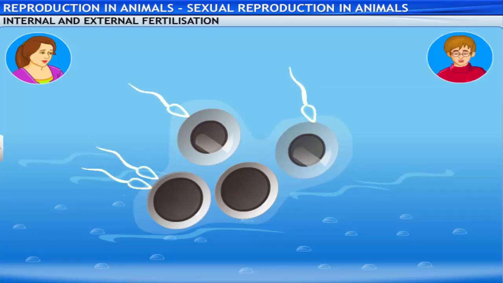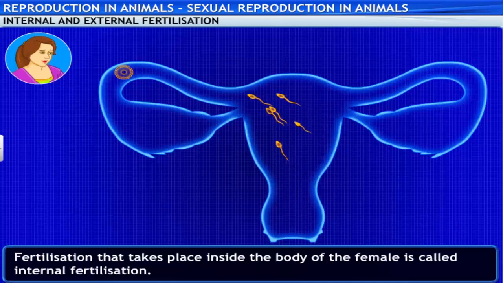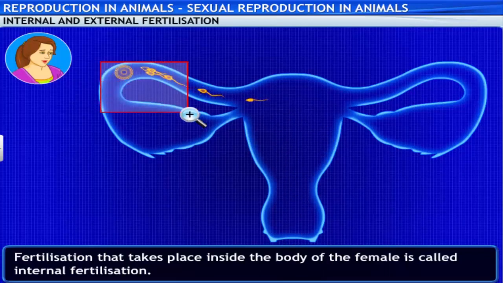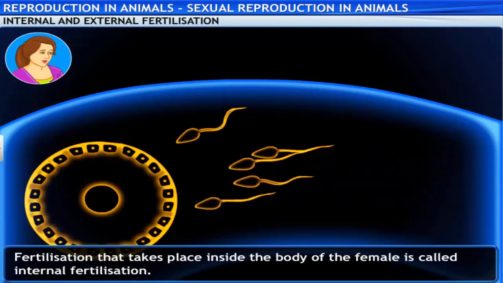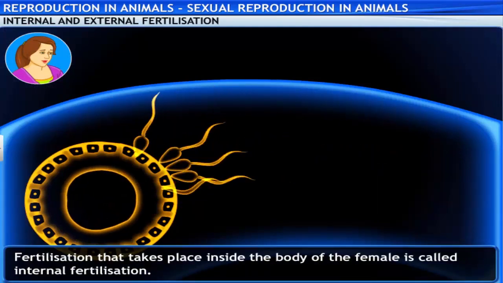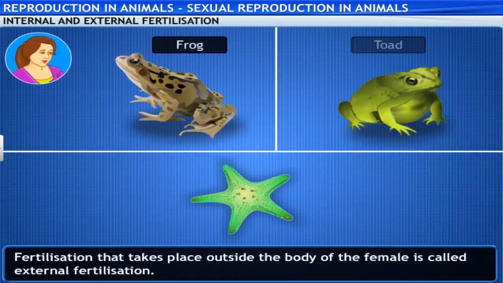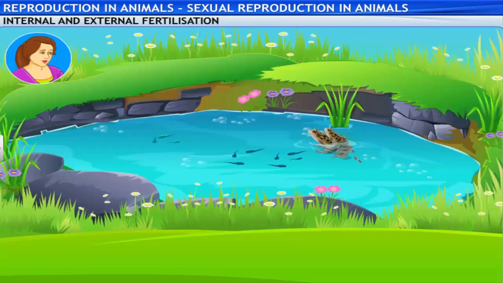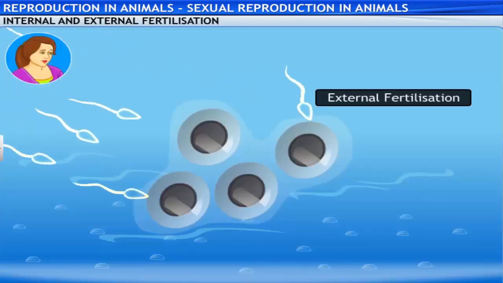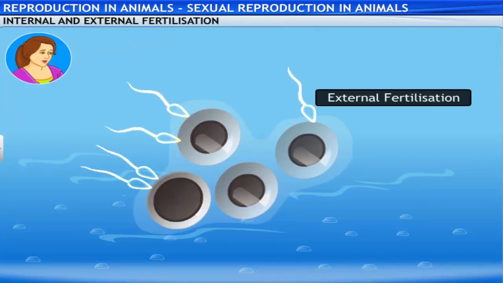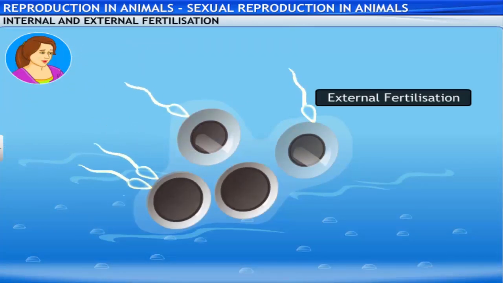Oh, but I thought fertilization took place in the reproductive organs inside the body. In human beings and a variety of other animals like cows and dogs, fertilization takes place inside the body. That's called internal fertilization. Aquatic animals like frogs, toads, and starfish are a little different though. In such animals, male gametes and female gametes unite outside the body of the female. This type of fertilization is called external fertilization.